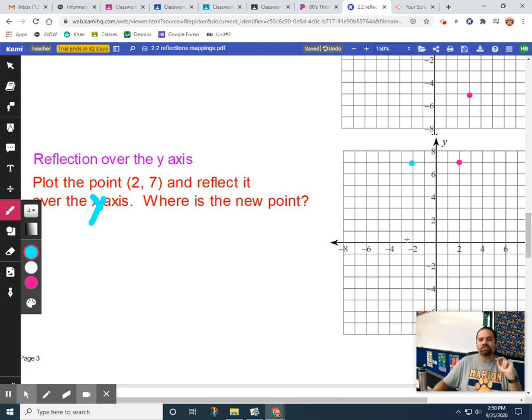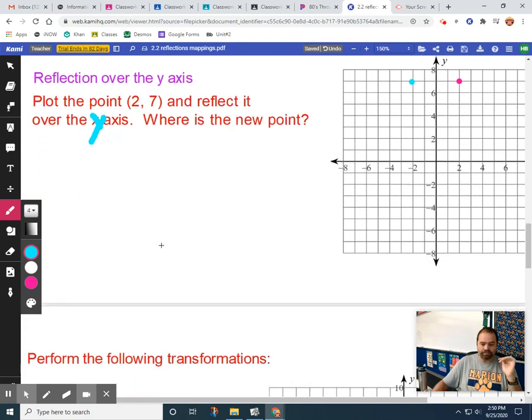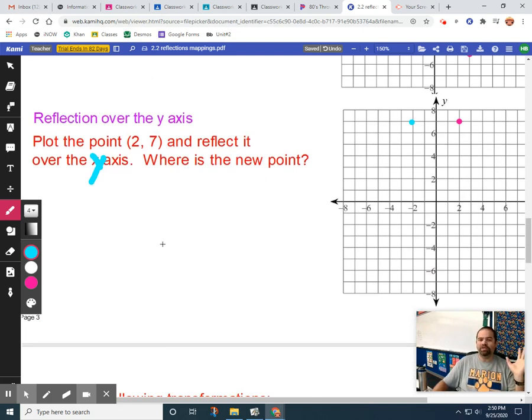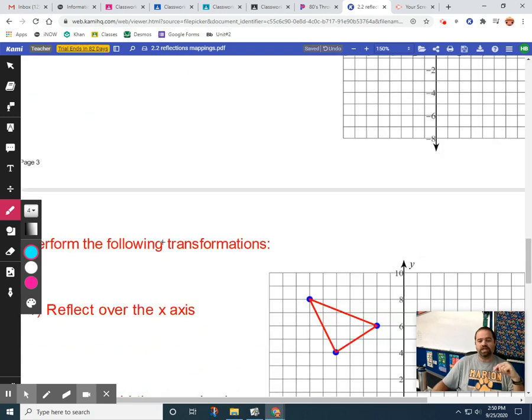So what actually changed on that point? Well, the x-coordinate is now its opposite. And that goes vice versa too. If I had started at negative 2, 7, when I reflected it, now it's going to be at positive 2, 7. So the two mappings, there's only two of them, right? The two mappings, whether it changes the x or whether it changes the y.